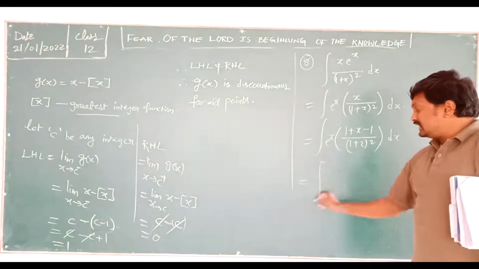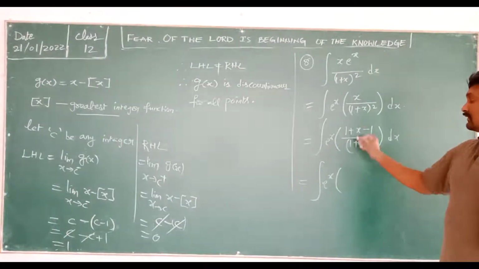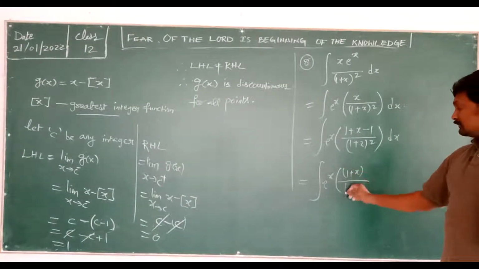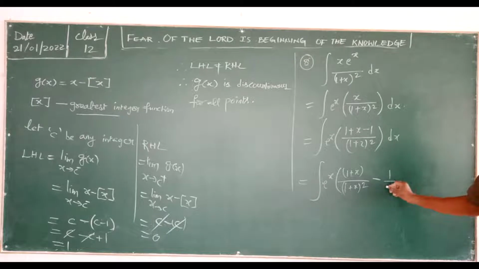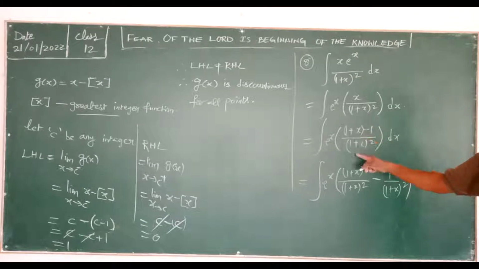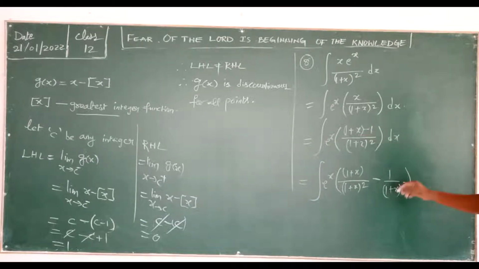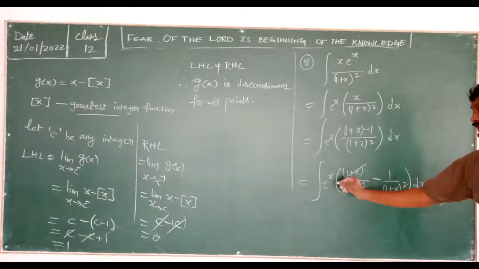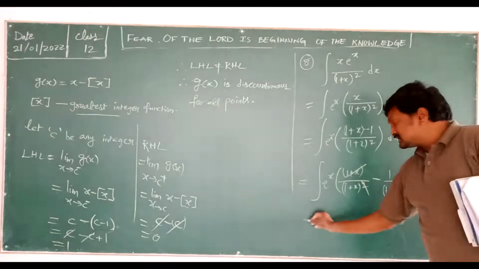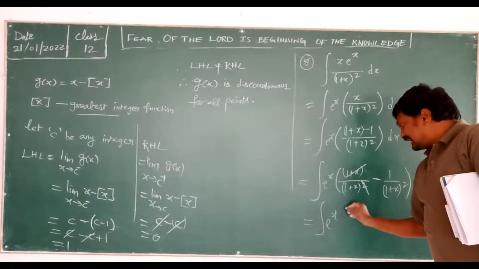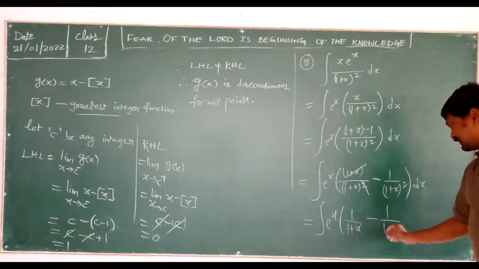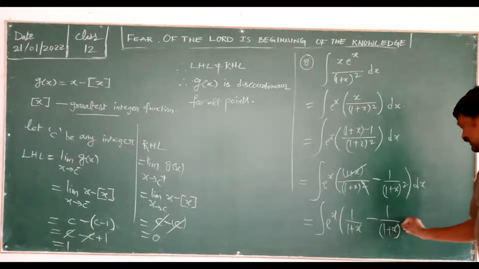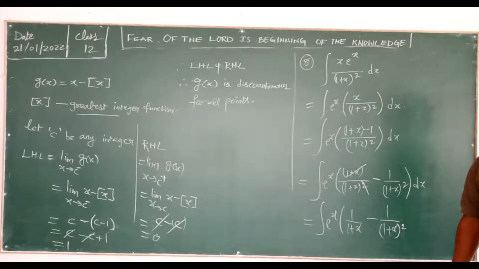So this is equal to integral e power x, (1 plus x) upon (1 plus x) whole square, minus 1 upon (1 plus x) whole square. So I just gave separate denominators for both the terms. Then dx, 1 plus x and this square get cancelled. This is equal to integral e power x, 1 upon 1 plus x minus 1 upon (1 plus x) whole square. So now observe carefully, everyone.